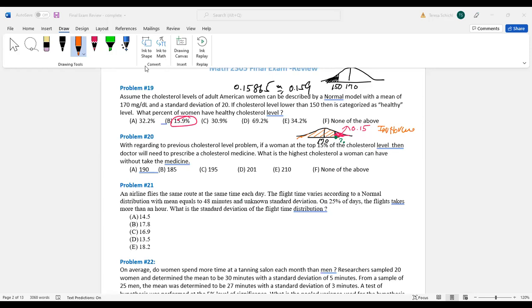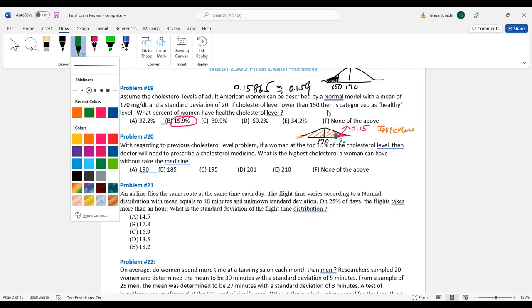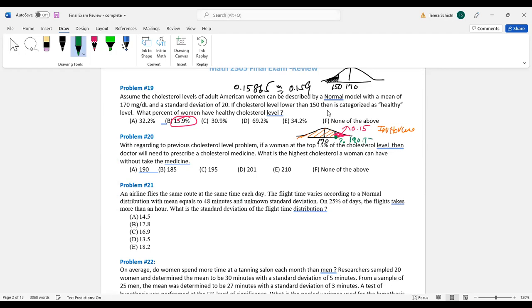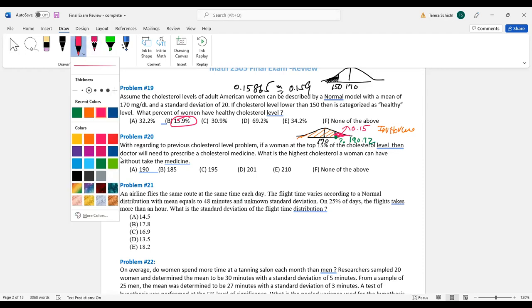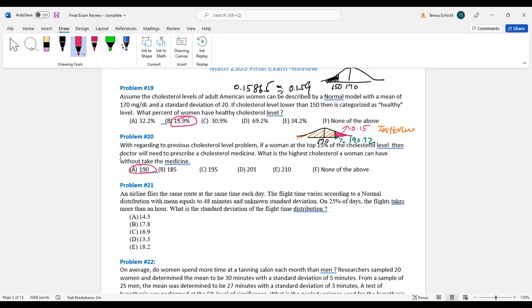So we just did the calculator. This one gave us 190.72. Okay, so the closest one here is 190. That means if you are under 190 in your cholesterol level, you don't need to take the cholesterol medicines here. All right. So now let's take a look at number 21 here.